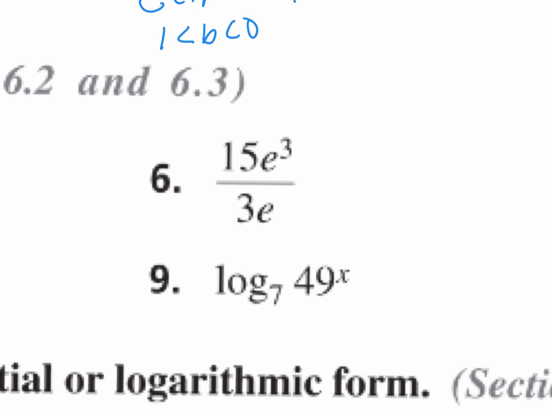We're dividing. So can we divide the numbers? Yes, what's 15 divided by 3? Perfect. And then what happens when you have the same bases and you're dividing? What do you do to the exponents? So it's e to the 3 minus 1. So this becomes what? 5e squared. Perfect. All right, Grayson, yes, sir.